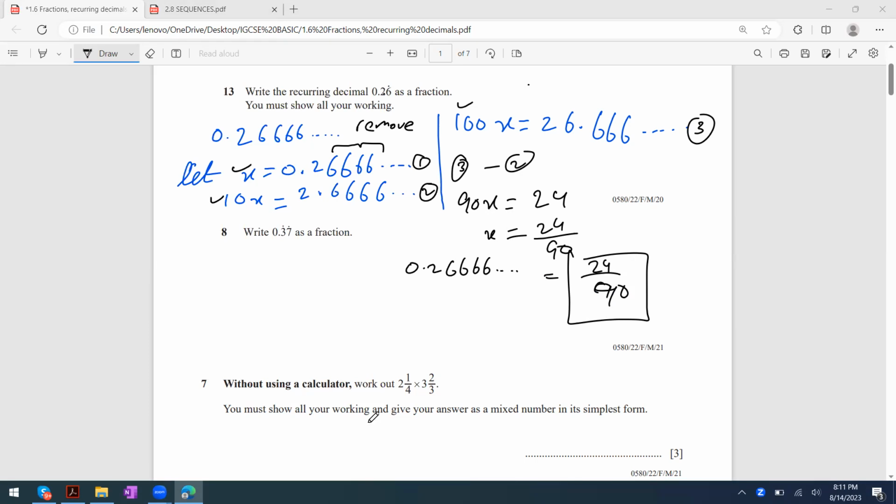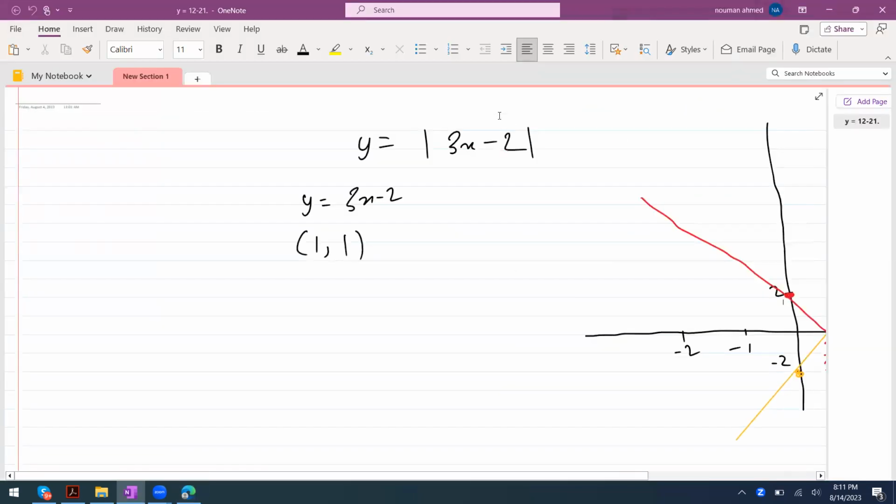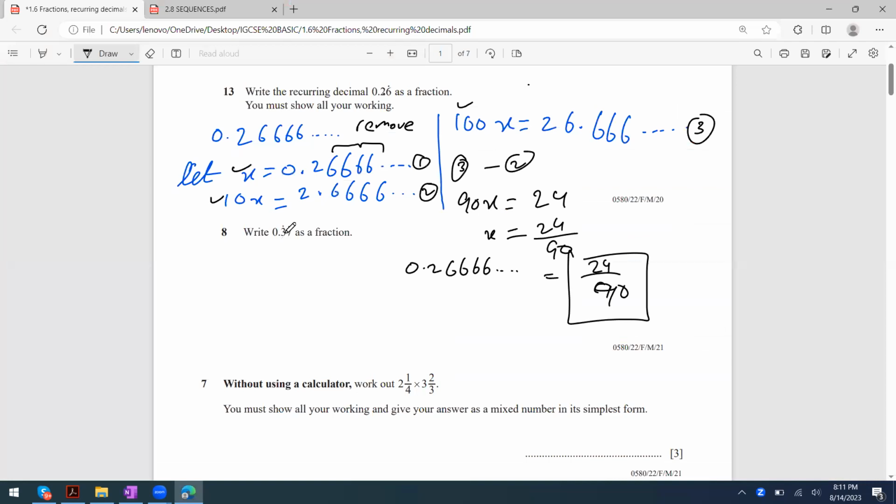Okay, no problem. What about the others, Faiza, Aisha? Is it clear? Clear, sir. Okay, Faiza, Aisha, can you do the other one while I explain again? 0.37 with the dot on both, so it's 0.373737 like that. You can try that.